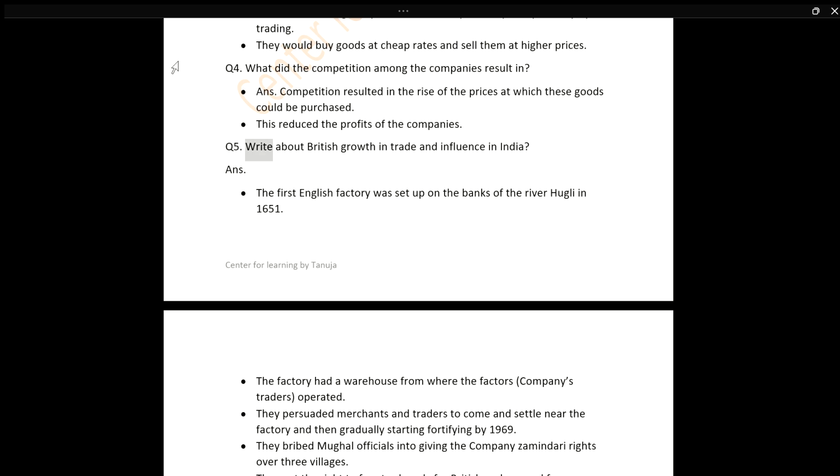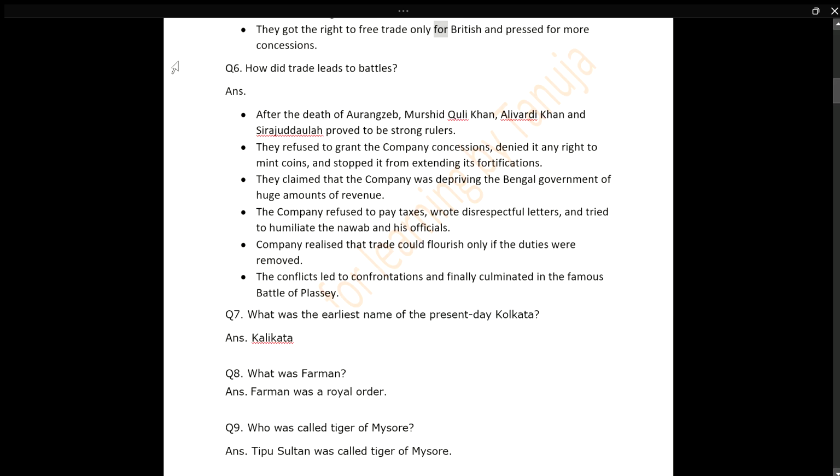Q5. Write about British growth in trade and influence in India. Ans. The first English factory was set up on the banks of the river Hooghly in 1651. The factory had a warehouse from where the factors, the company's traders, operated. They persuaded merchants and traders to come and settle near the factory and then gradually started fortifying it by 1696. They bribed Mughal officials into giving the company zamindari rights over three villages. They got the right to free trade only for the British and pressed for more concessions.